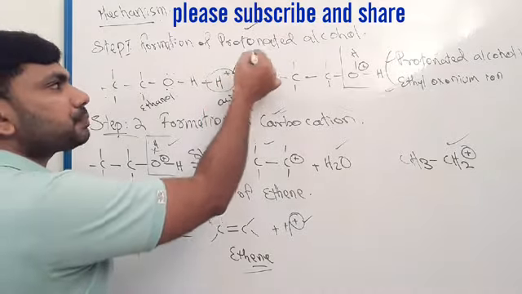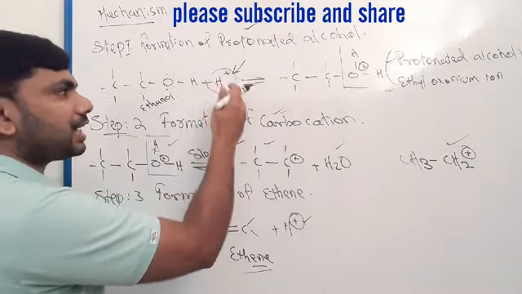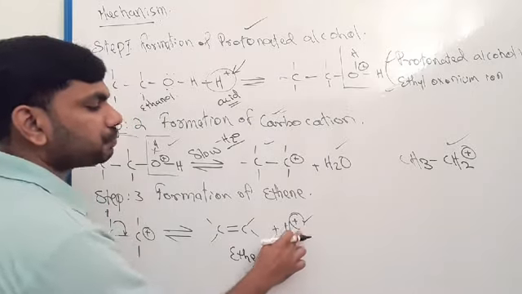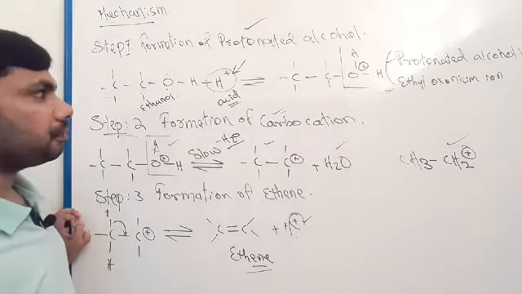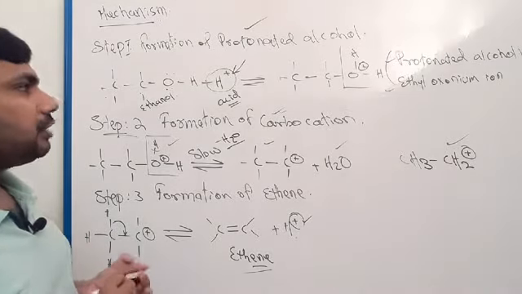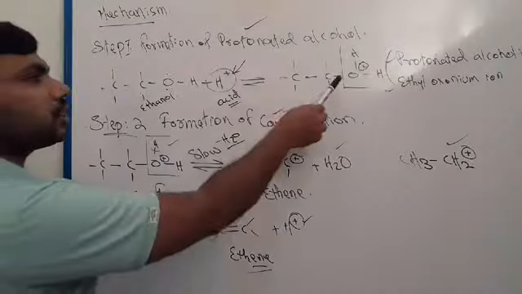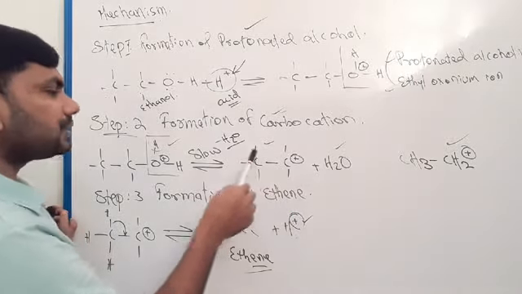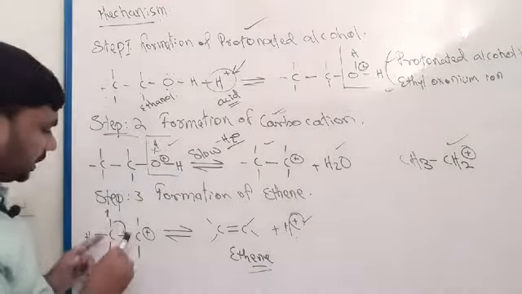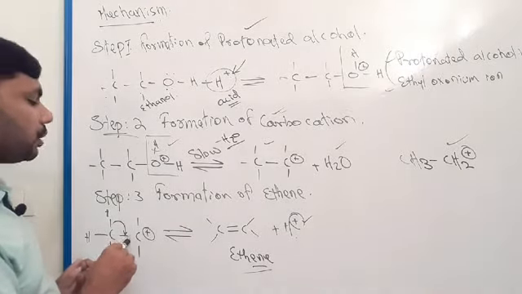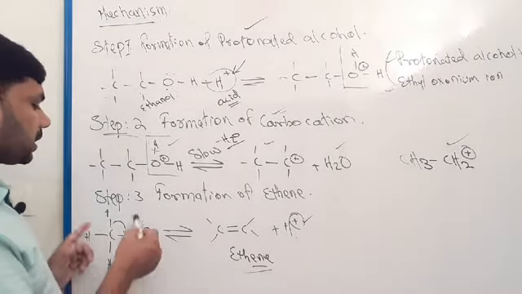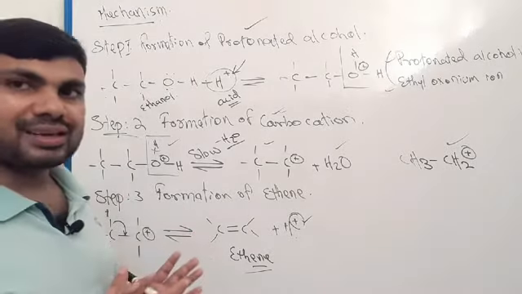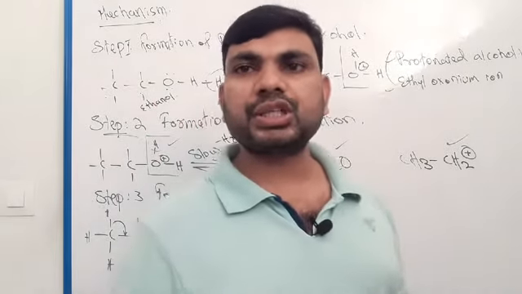This H plus is provided from the protic acid, and it acts as a catalyst. In the beginning there is H plus, at the end also there is H plus, so H plus is not consumed during the chemical reaction. So there are 3 steps for dehydration of alcohol. First step, protonated alcohol is formed. Second step, after removing water, carbocation is formed. Third step, after rearranging this bond, or after releasing one H plus, this carbocation changes to alkene. Clear? So these are the 3 different steps in the mechanism of dehydration of alcohol.